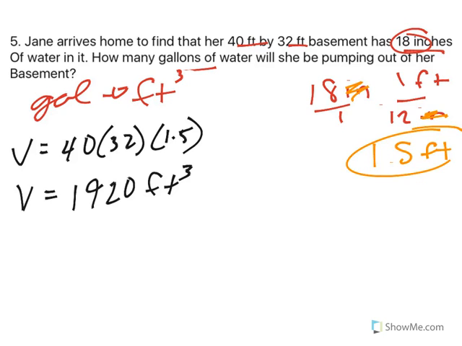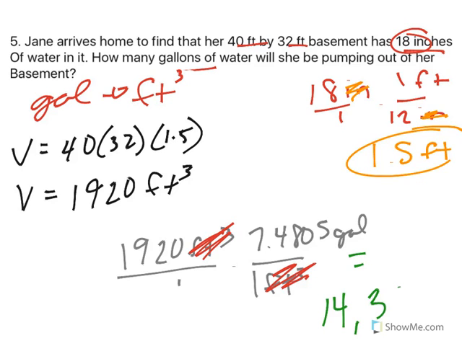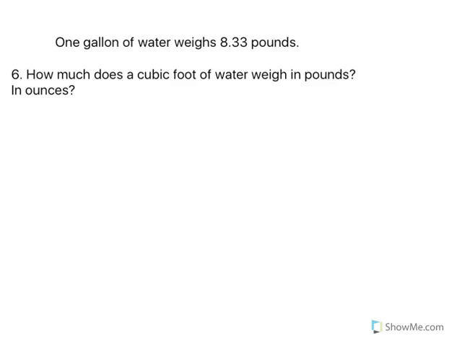Okay, so now we know if she has 1920 cubic feet, and we know that 1 cubic foot is 7.4805 gallons, that makes my cubic feet go away. I multiply across. Jane, poor Jane, I just want to give her a hug. She's got 14,362.56 gallons of water in her basement. Think of how many bathtubs she could fill up, right, from our previous problems. That's a lot.